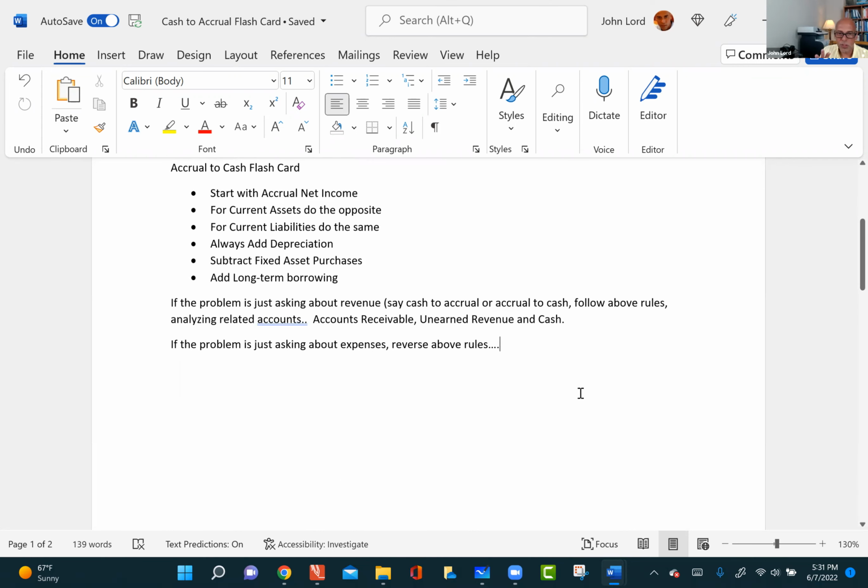Now, sometimes questions will tease out the components in the calculation of net income, which is what? Revenue and expenses. Now think about it. Revenue is a credit and net income is a credit, right? So if we're talking about revenue, say going from cash to accrual, I say follow the above rules, and often they will give you accounts that are related to the calculation of revenue, and you'll still follow those rules for your accounts receivable, for example, your unearned revenue. And of course, cash is significant in that because they'll probably give you a cash revenue number, and then you'll have to know how to convert that to accrual revenue. If the problem is asking about expenses, then reverse the above rules.